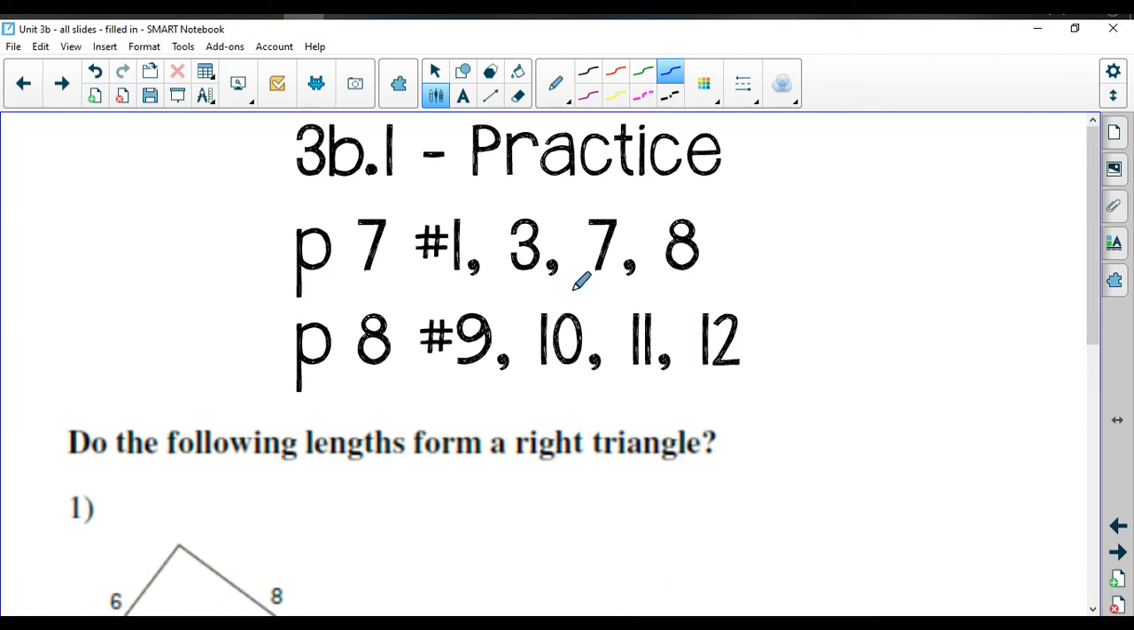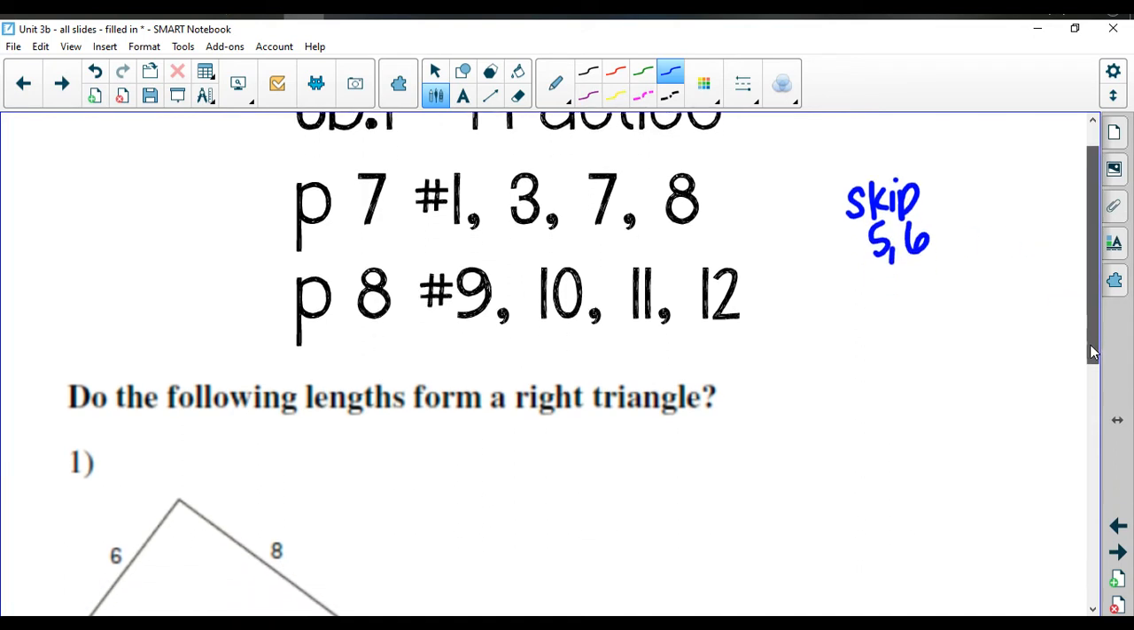You are welcome to go ahead and cross off 5 and 6 because we are going to skip numbers 5 and 6. We will never do them in this packet.